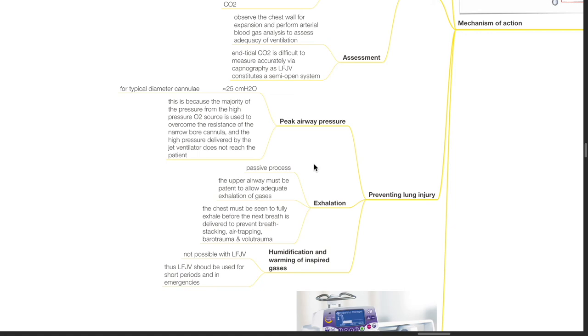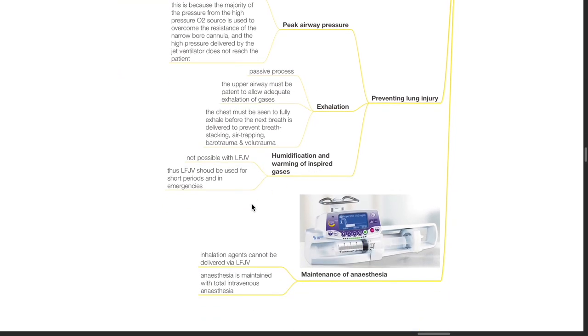Humidification and warming of inspired gases is not possible with low-frequency jet ventilation. Thus, low-frequency jet ventilation should be used for short periods. Maintenance of anesthesia. As low-frequency jet ventilation cannot deliver inhalational anesthetic agents, anesthesia, if required, should be maintained intravenously.